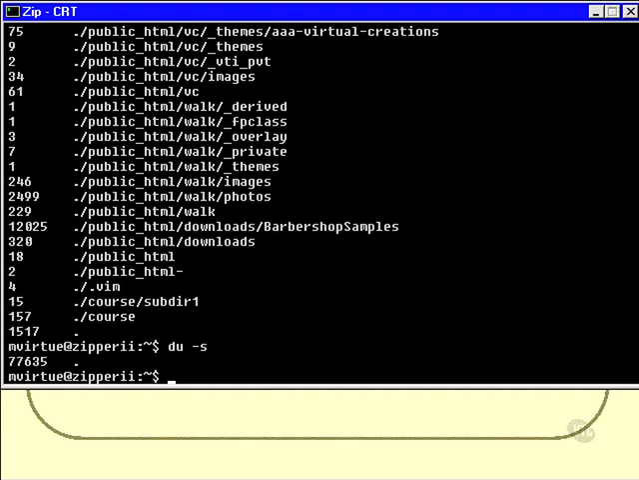I could of course do a du minus s of /, which would give me the number of blocks being taken up by the entire hard disk, or at least all of the file systems that are available, but it's probably easier if I just do the df command for that. If I tried to do du minus s of /, it would probably take a very long time to run.